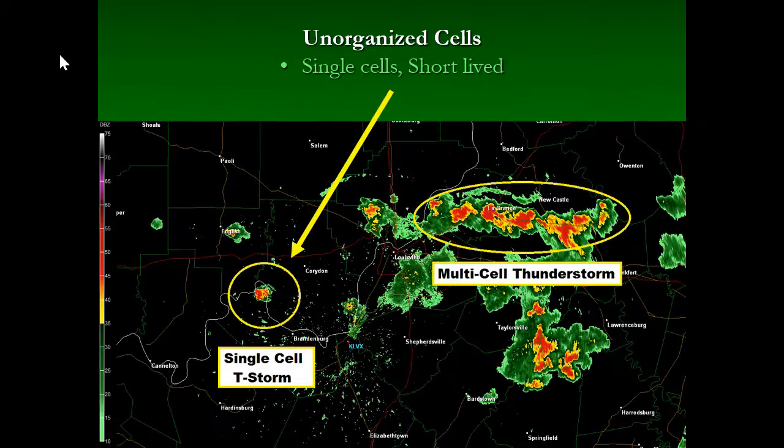Unorganized thunderstorms come in the single cell variety, sometimes called popcorn thunderstorms. They appear, they disappear within 15 minutes or so, and only affect a small area. Pictured there with the arrow.